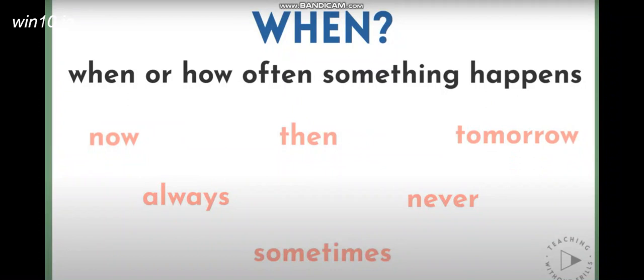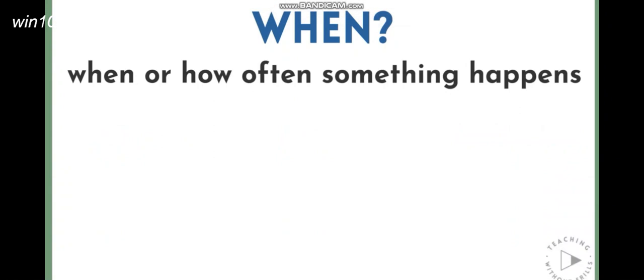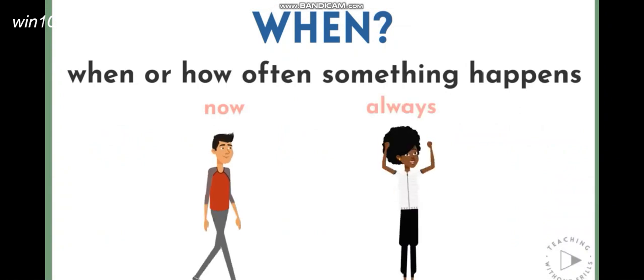Words like now, then, tomorrow show when it happens. It shows us time. Whereas always, never, sometimes show how often something happens. We use these words to describe verbs or adjectives, like walking now or always happy. Can you think of any other adverbs that describe when or how often something happens?